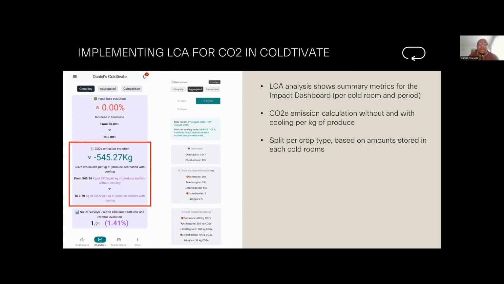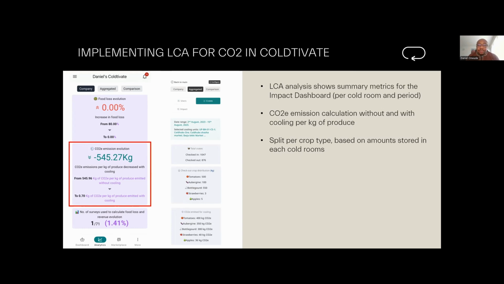Great. Now, beyond emissions, this dashboard also summarizes crate management data. So, for instance, how many crates were checked in, checked out, and then details of crop distribution across different crops such as tomatoes, in this case, aubergines, bottle gourds, strawberries, apples, and so on and so forth. Right? Details about the crate management have been explained in other videos.